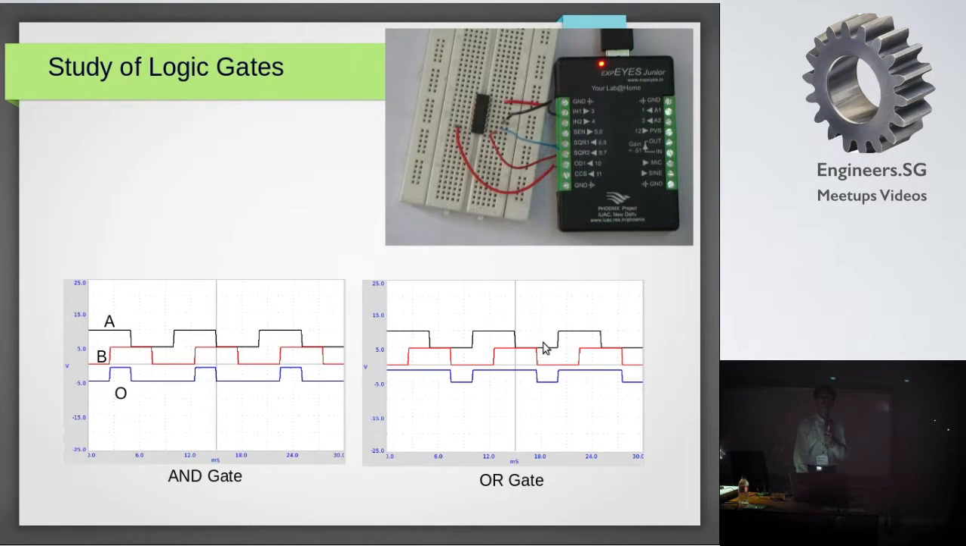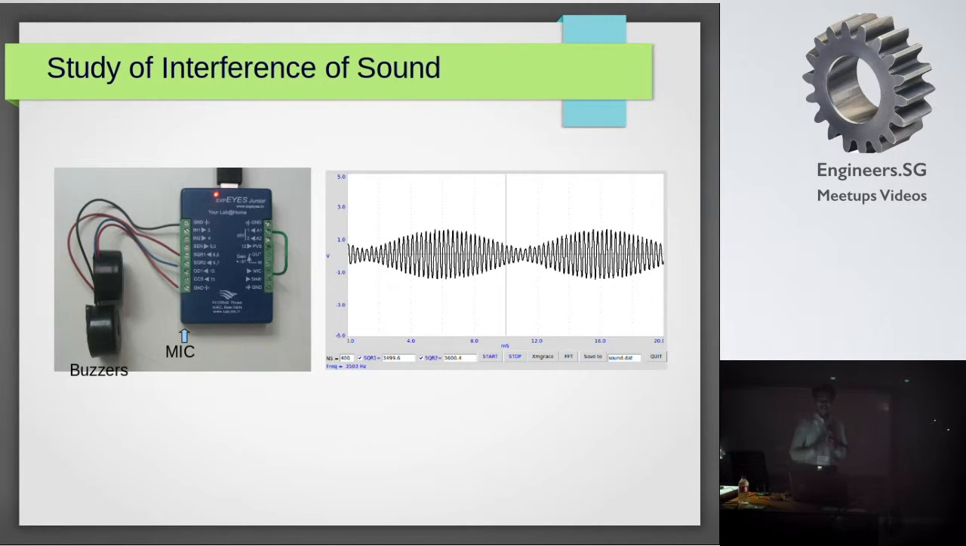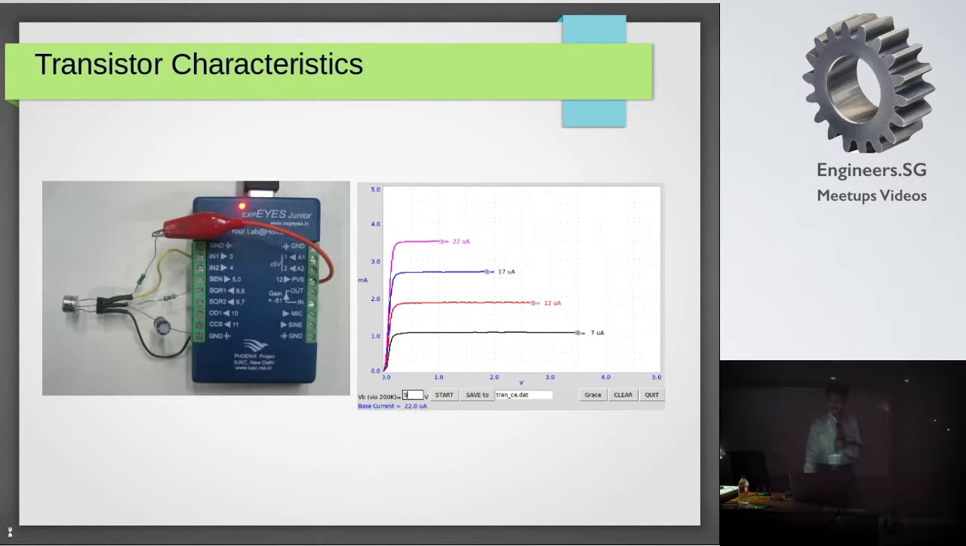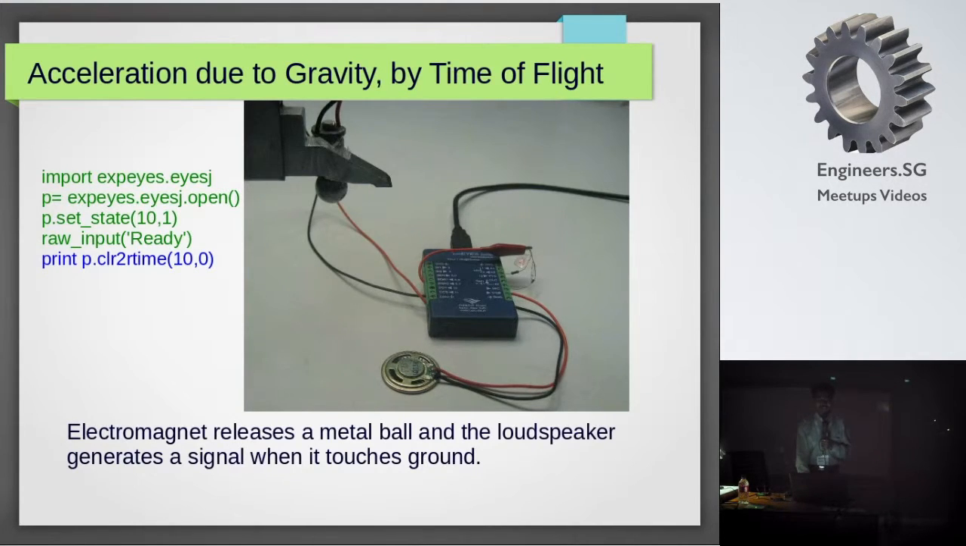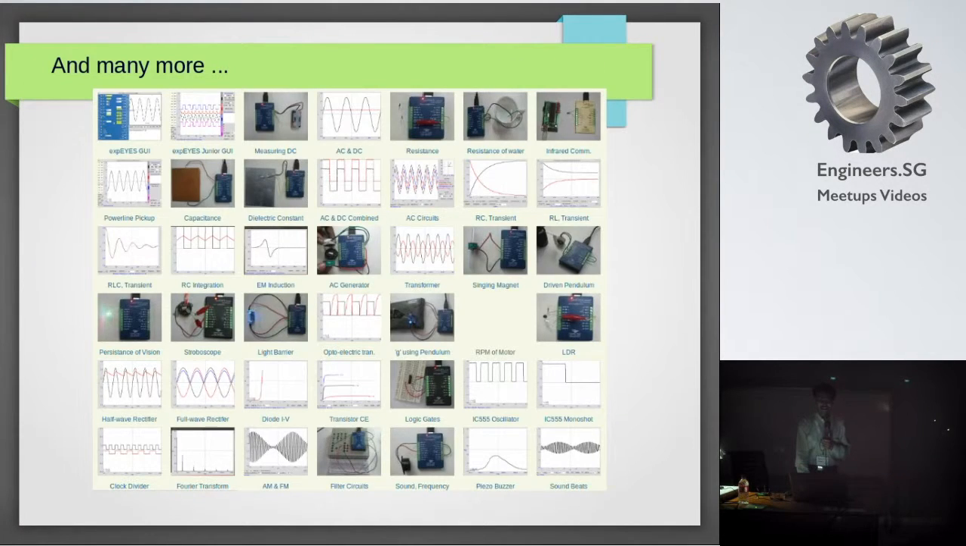Okay, let's talk about what kind of experiments one can do. We can study logic gates, almost all digital ICs, and the function of digital ICs. One interesting experiment that I'll be demonstrating later on is interference of sound. Transistor characteristics. Acceleration due to gravity by using the method of time of flight. And there are many more experiments which are already designed by volunteers, and ready-made GUIs are available for this, and the code is open so that one can use this ready-made code for their own experiments.